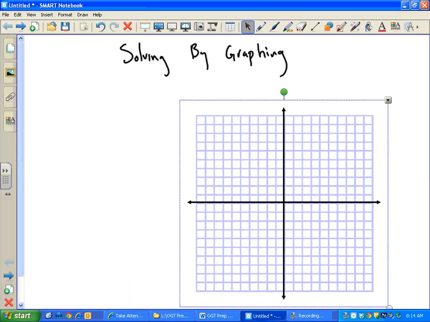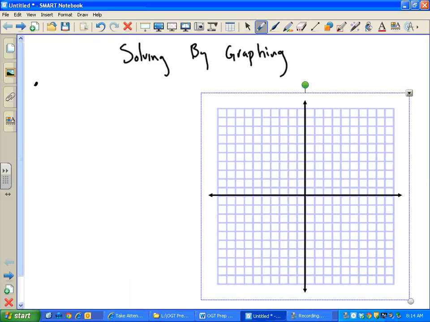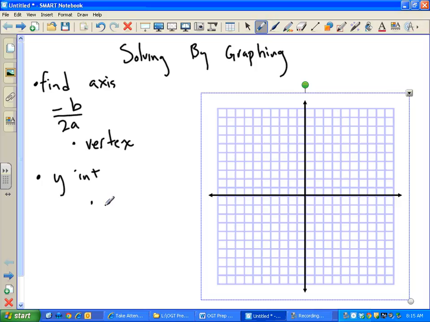All right, so what are the steps to graph again? Let's just recap that. Find the axis of symmetry. What is the formula for axis of symmetry, please? Negative b over 2a. And then we're going to plug that in to find the vertex. After you found the vertex, you need to find the y-intercept and reflect. That's right, good job.